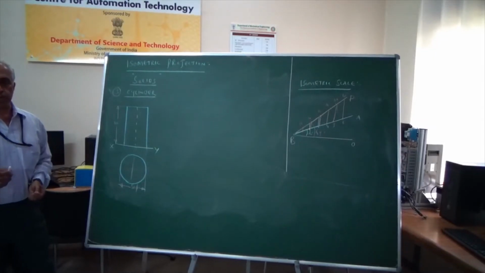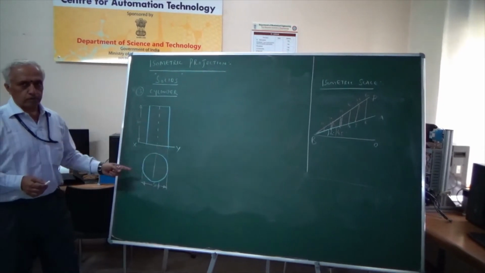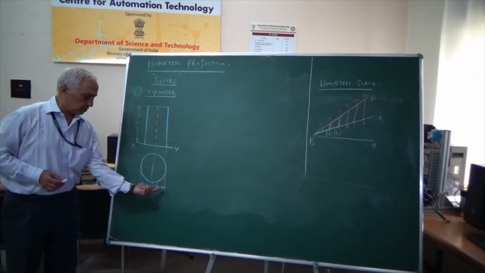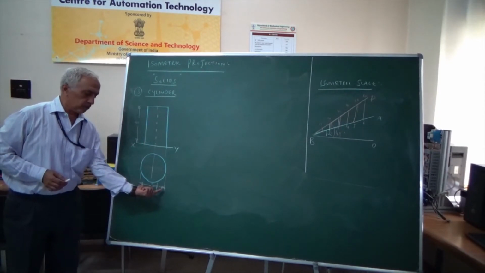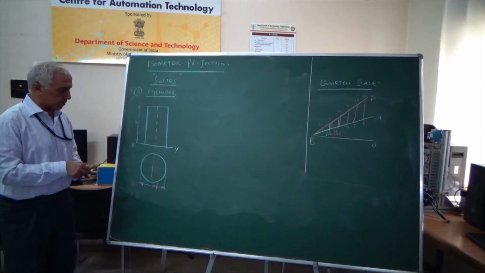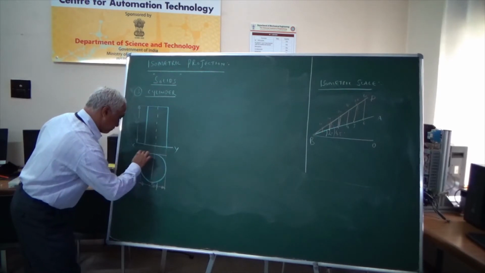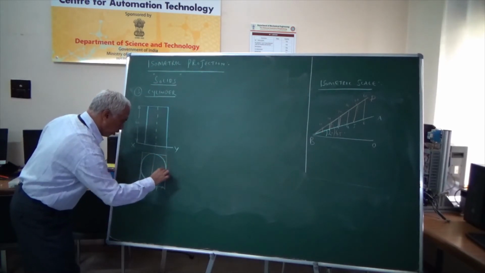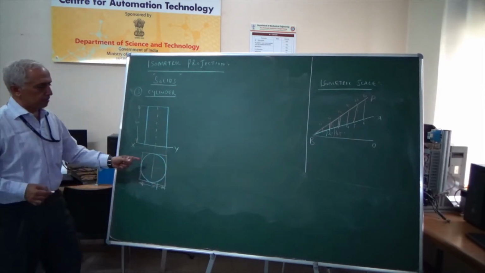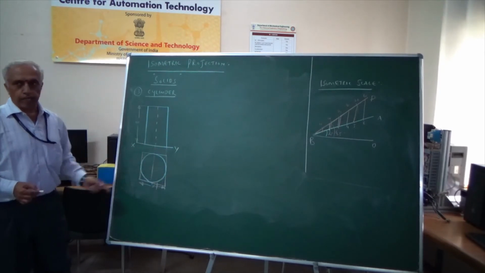To draw the isometric projection of a cylinder, I have drawn 2 views, the top view and front view, given. Diameter 50 mm, axis length is 60 mm. Because it is a circle, I enclose the diameter of the base with a square, because an ellipse is the figure I am going to get. I enclose the circle in a square box.